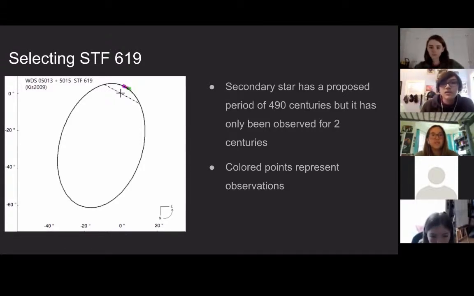STF-619 not only satisfied these constraints, but its proposed orbital solution required the secondary star to have a period of 490 centuries. It seemed unlikely that there was sufficient data to support this solution because the system had only been observed for 2 centuries.